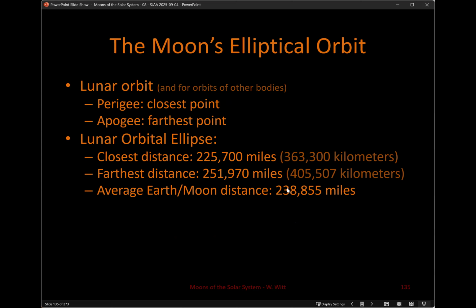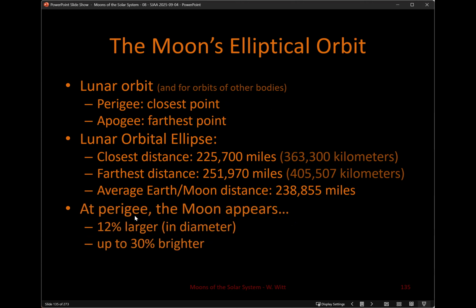So usually when we talk about Earth-Moon distance, we tend to give the average, but actually it wobbles between these two numbers. And so at perigee, when the moon is closest, it actually appears about 12% larger and up to 30% brighter.